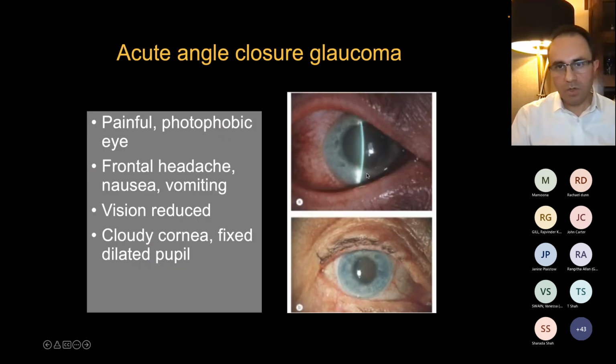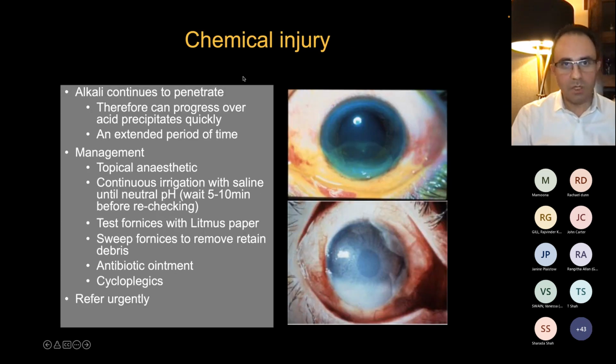Acute angle closure glaucoma, we already talked about it. Semi-dilated, fixed, non-reactive pupil, painful, photophobic eye, headache, vomiting, feeling unwell, cloudy cornea. So these things need to be sent as soon as possible.